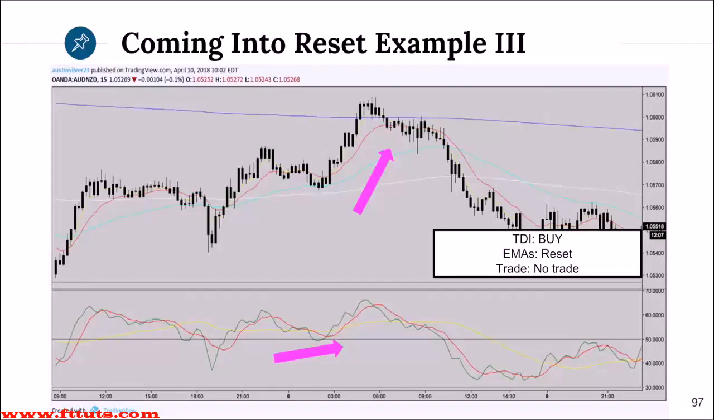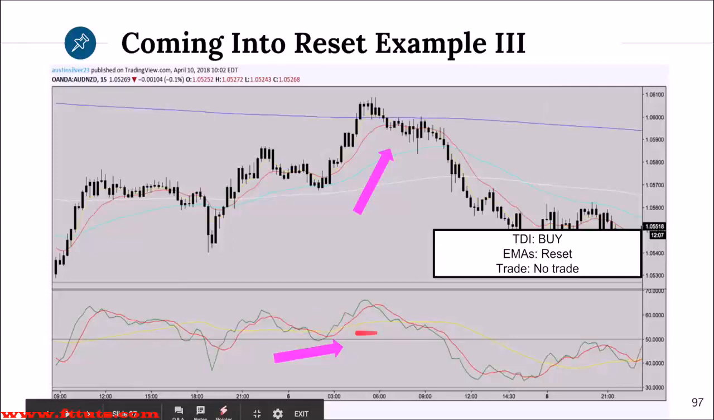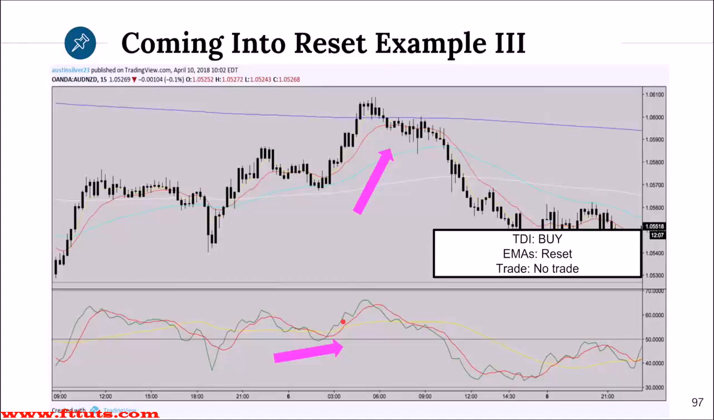Another example here, coming into reset. Why? Austin, that TDI looks awesome. The liquid 50's in the buy zone almost all day. It's right above 50, but it's not overbought. This looks good for longs. We should be looking for longs. Yes, on the TDI, but that's not every parameter of the S2. We're going to get into this in a little bit.